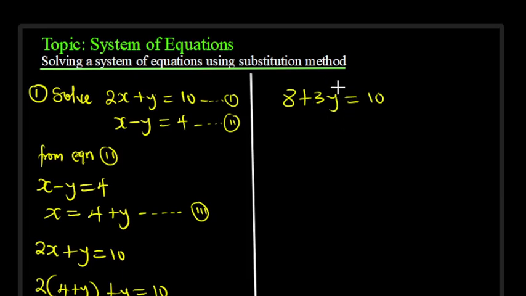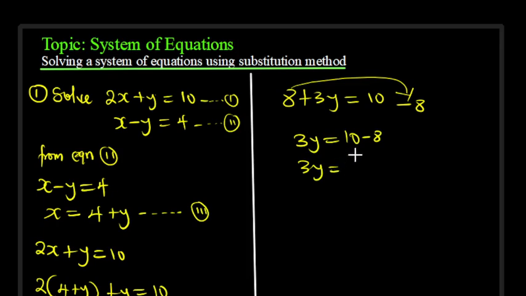So I am looking for the value of y here. I take this 8 to this side, becomes negative 8. So 3y is equal to 10 minus 8, which is 2. So y is equal to 2 over 3.